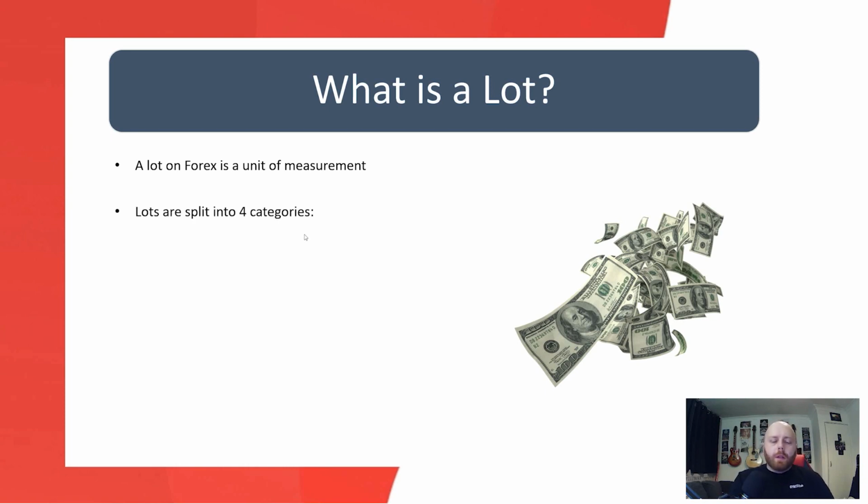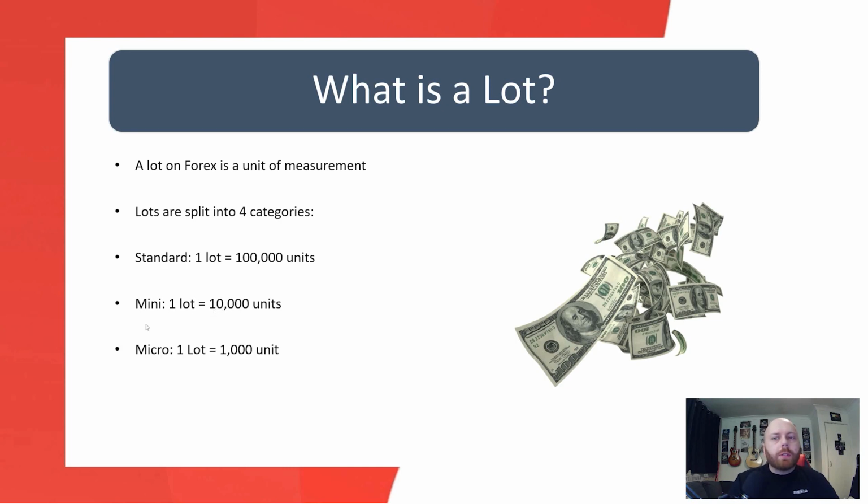So first of all, you need to understand lots are split into 4 categories. One standard lot equals 100,000 units. A mini lot equals 10,000 units. One micro lot equals 1,000 units, and one nano lot equals 100 units.